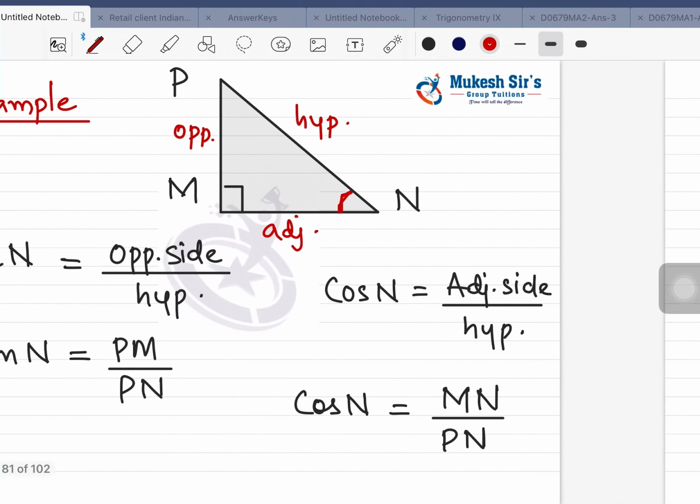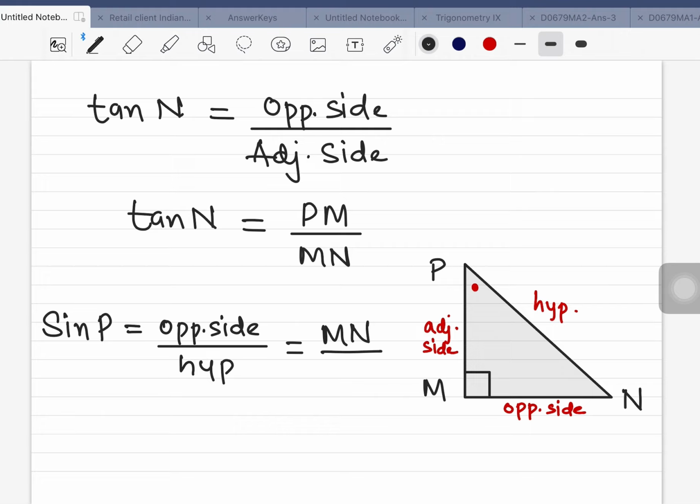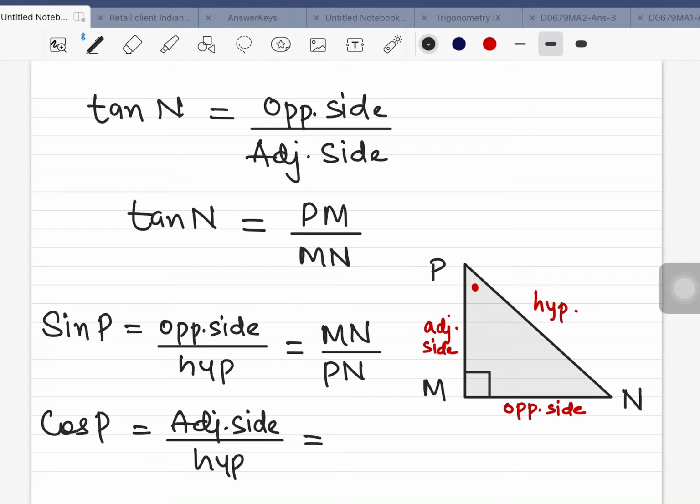Clear? So now, in the last example, we found sin N, cos N, tan N. Now find sin P. So sin P is equal to what? Opposite side upon hypotenuse, right? So what is the opposite side of P? The opposite side of P is MN upon the hypotenuse, which is PN. Then cos of P. Cos of P is adjacent side of P upon hypotenuse. So the adjacent side of P is PM upon the hypotenuse PN.